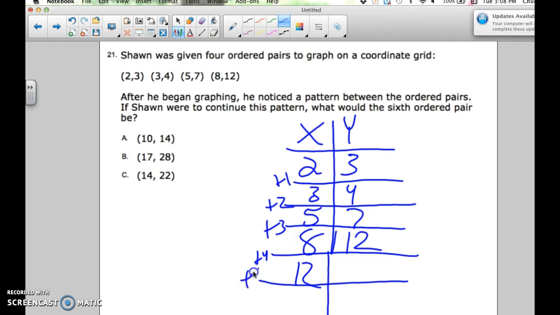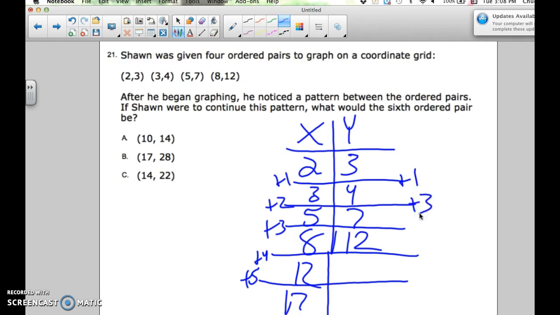Plus 5. And that would be 17. Now let's go over to the Y. What's the first one? Plus 1. Then plus 3. Plus 1, plus 3. What in the world kind of pattern is this?